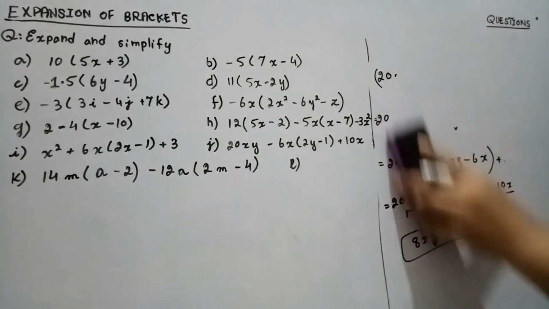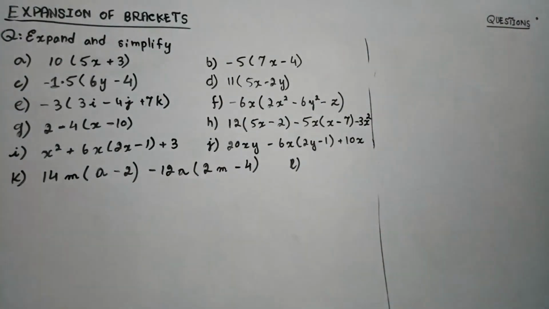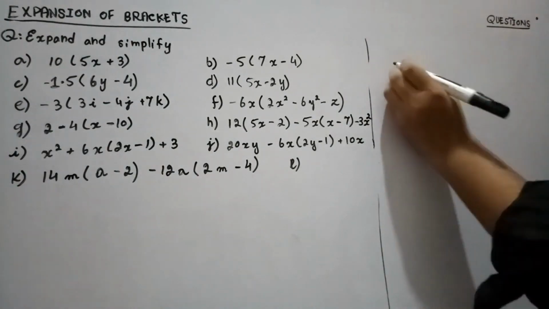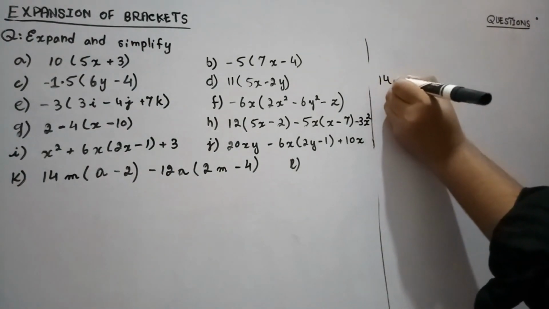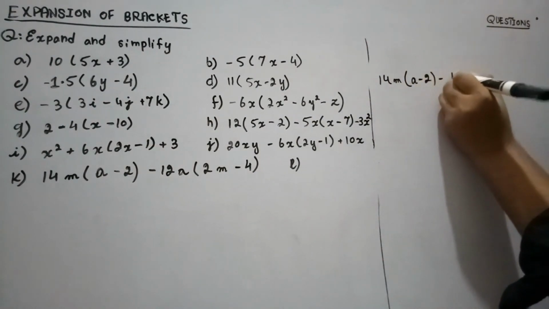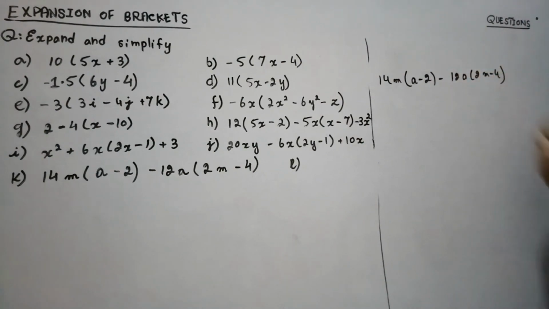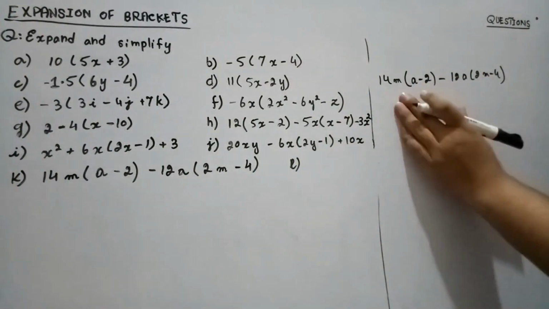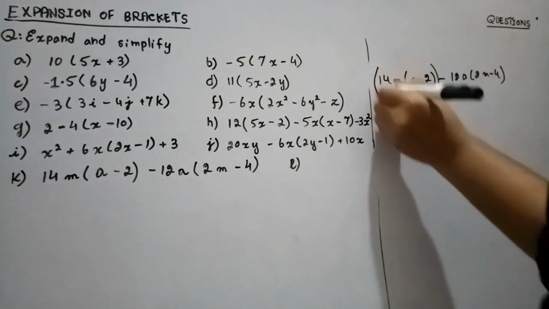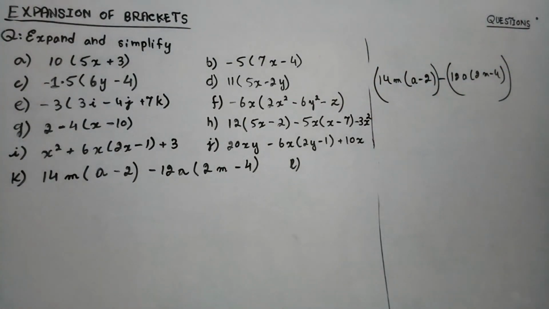Now if we talk about part K, let's see. Here we have 14m, it is going to multiply by a minus 2, minus 12a to m minus 4. So now let's see how many terms we have here. 1 and 2, because here we have our first term, here we have our second term, because here we have a negative sign. Clear? So that's why we have two terms here.